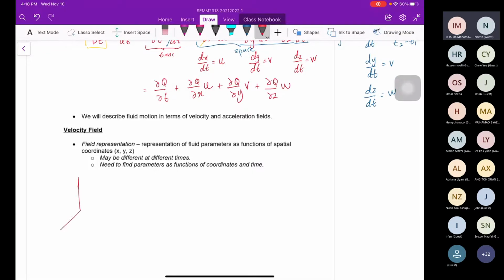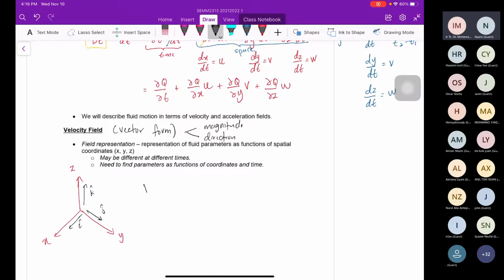I show you, this is the coordinate. This is X, this is Y, and this is Z. And then we have the motion. This is a vector. Remember that velocity is in vector form. It consists of magnitude and direction. So the direction in X we call I, in Y we call J, and in Z we call K. I hope you understand this concept.